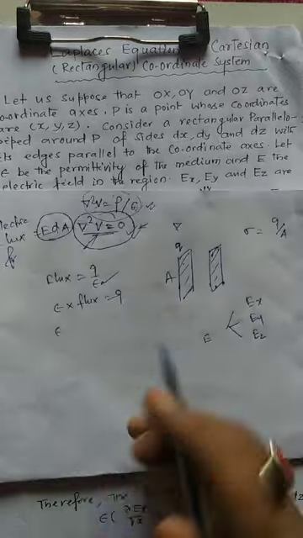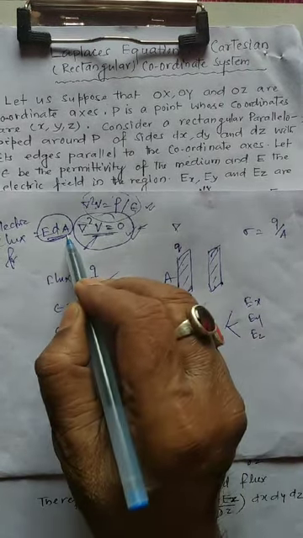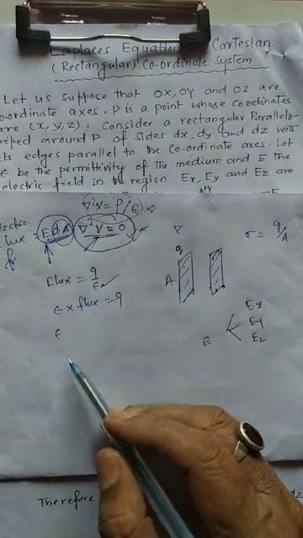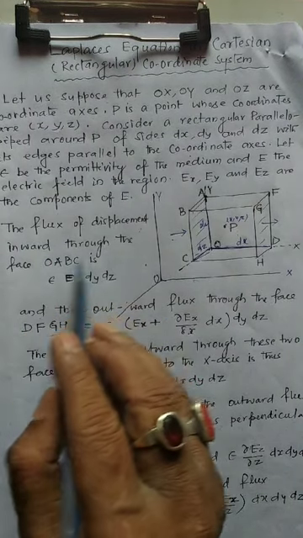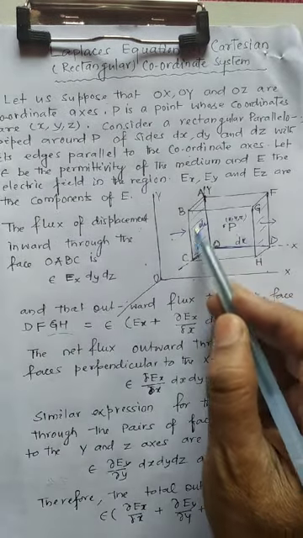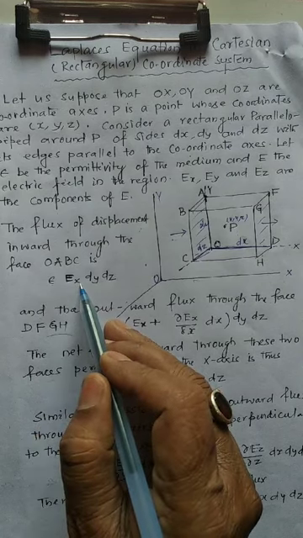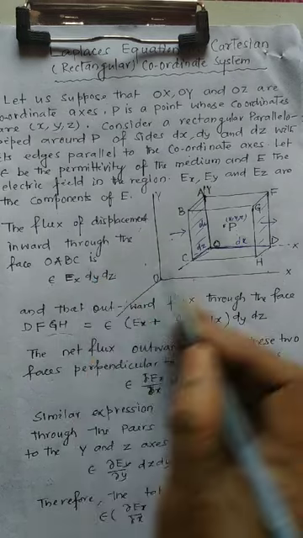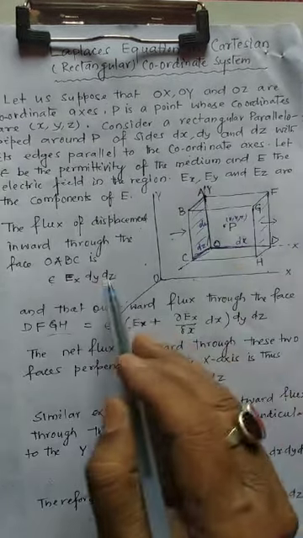So what is flux? Flux is equal to E into dA. E is the electric field, dA is the perpendicular face area. The flux of displacement inward through the face OABC, this is your face, will be equal to epsilon Ex dy dz. This is the area of the face, dy dz.